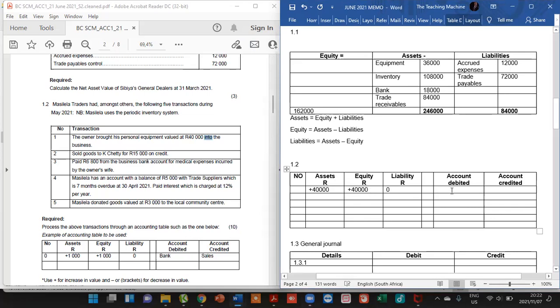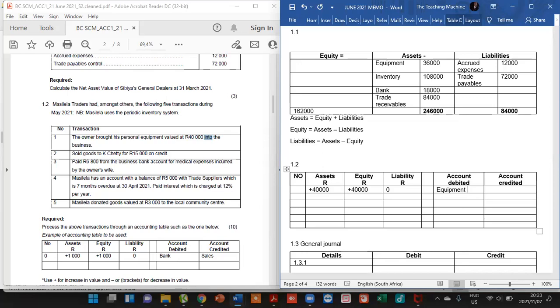Now, this is crucial. Which account should be debited and which account should be credited, and why? I would say that equipment will be debited since we said that there will be a positive 40,000 that should fall under assets. Equipment will be debited because assets increase on the debit side. So if we buy assets, assets should be recorded on the debit side once they are purchased.